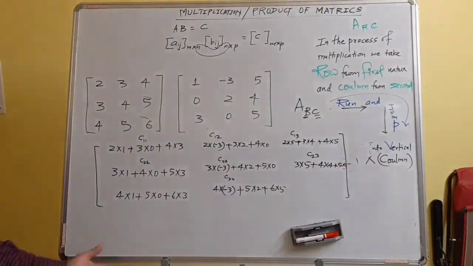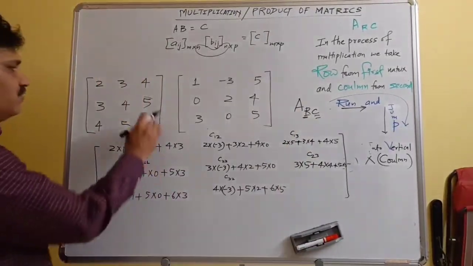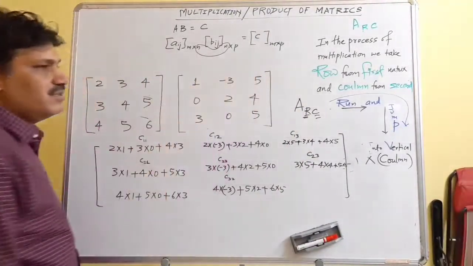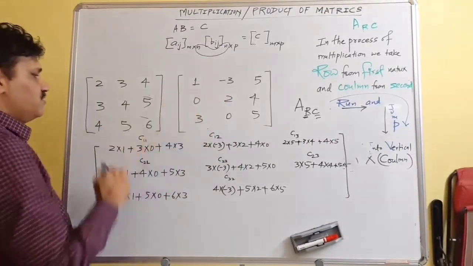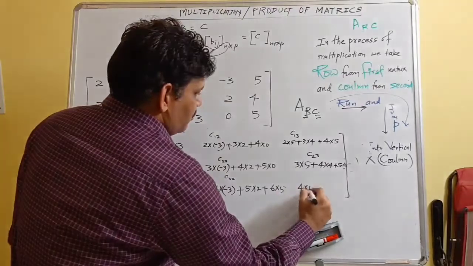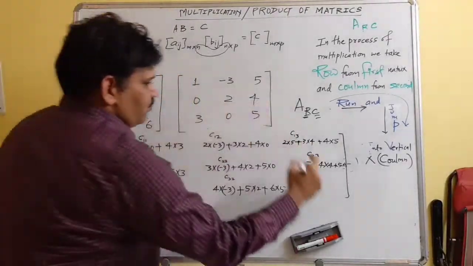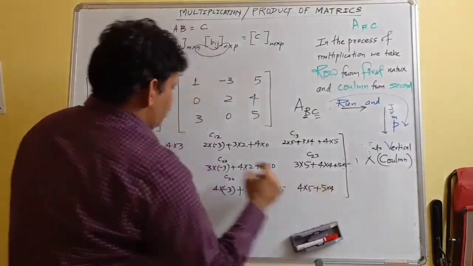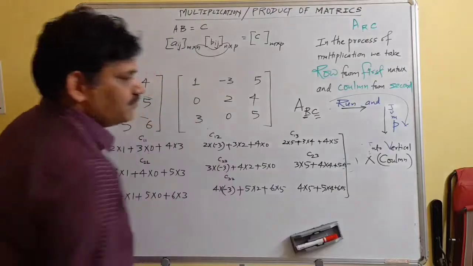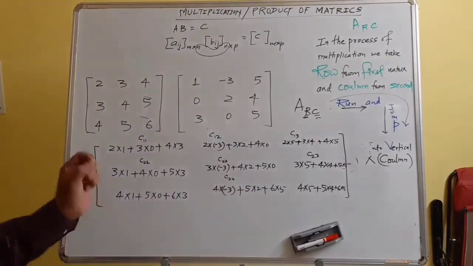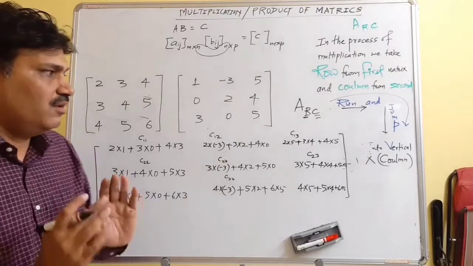Now, the last entry, that is third row, third column. This can be obtained by multiplying third row with the corresponding element of third column. So 4 into 5 plus 5 into 4 plus 6 into 5. This is how we find the product of two matrices.